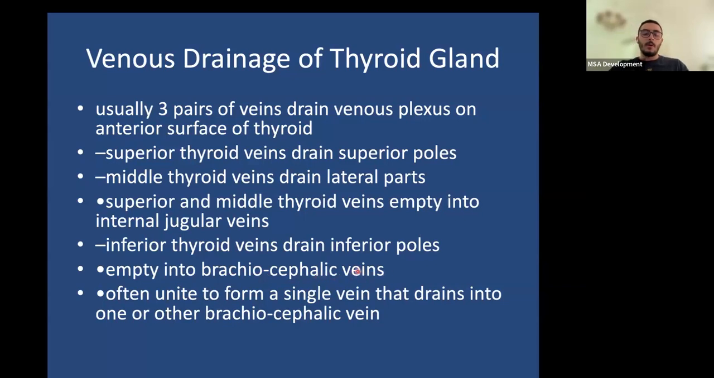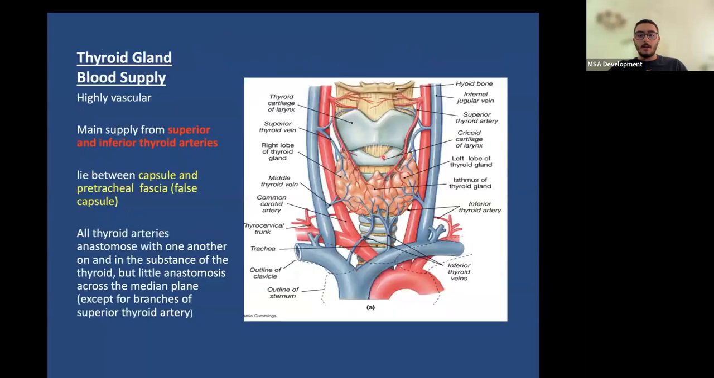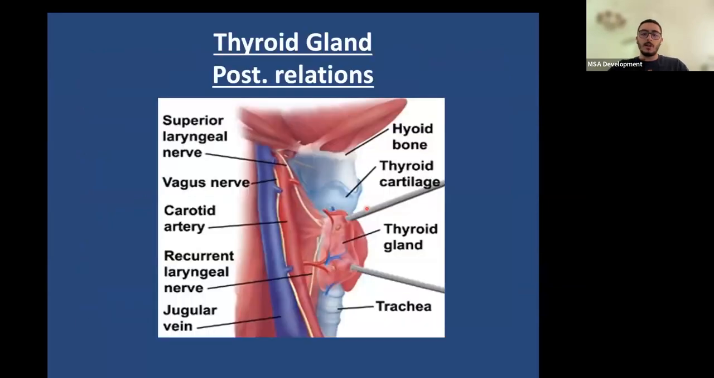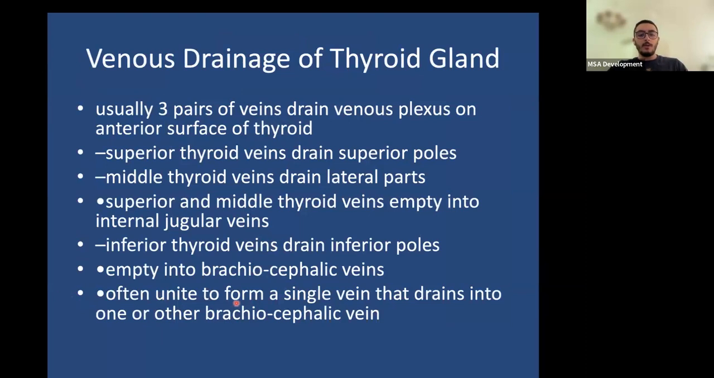And remember, the thyroid gland has a right pole and a left pole, and the supply from the arteries and veins is for both sides, one for each side. That's why they often unite to form a single vein that drains into one or other brachiocephalic vein. They mean here that the left inferior thyroid vein and the right inferior thyroid vein will unite and drain into one of the brachiocephalic veins.